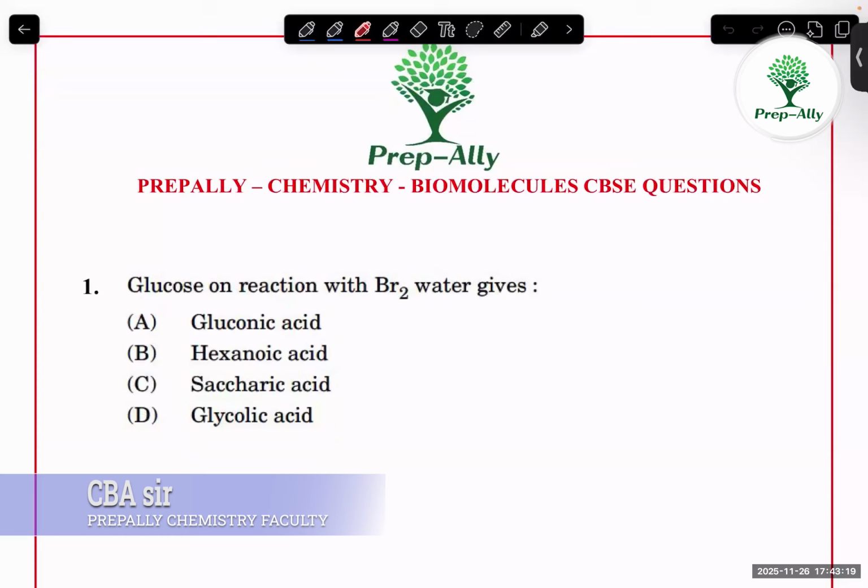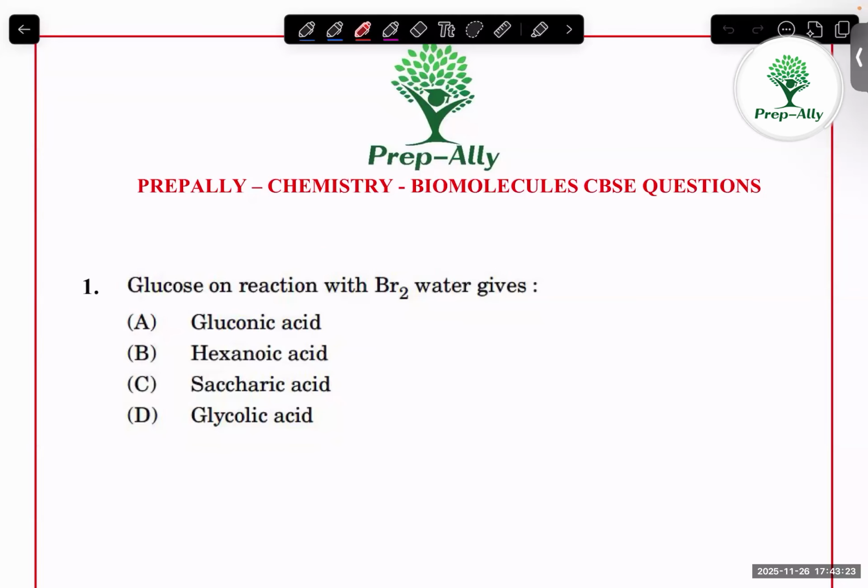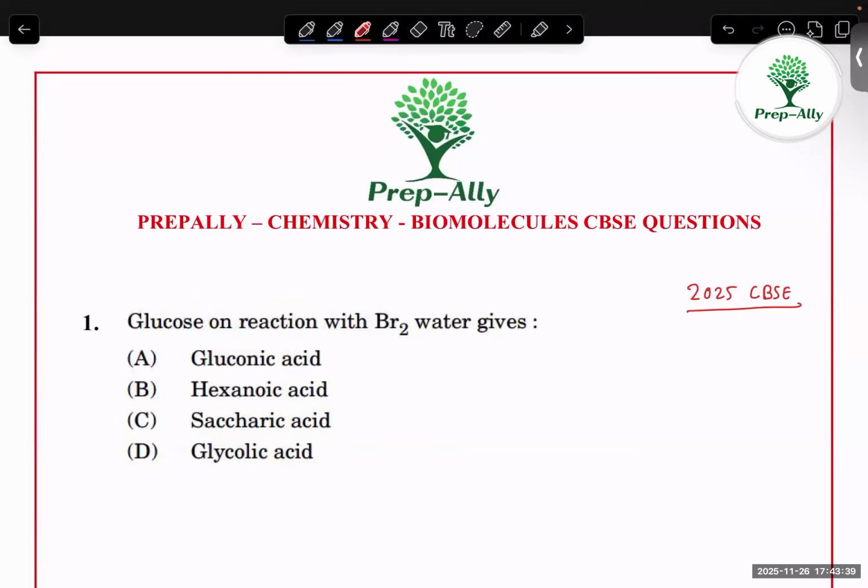So let's go through the previous year, last year, that is 2025 CBSE chemistry question paper from the chapter of biomolecules. This includes MCQs as well as descriptive questions, and not in a particular order. Randomly, I have distributed the question paper. So in the 2025 CBSE paper, there are actually total 6 sets, each set having around 33 questions.